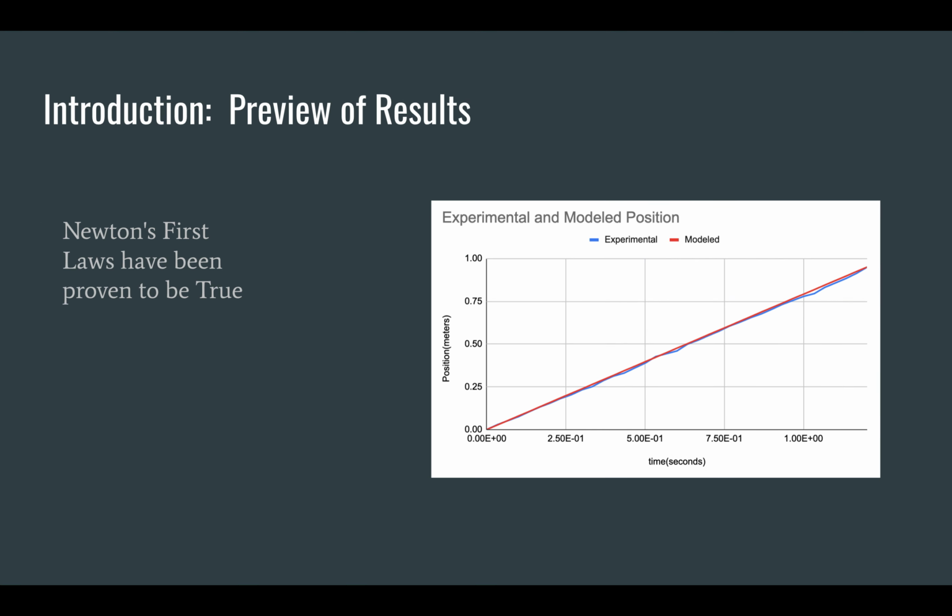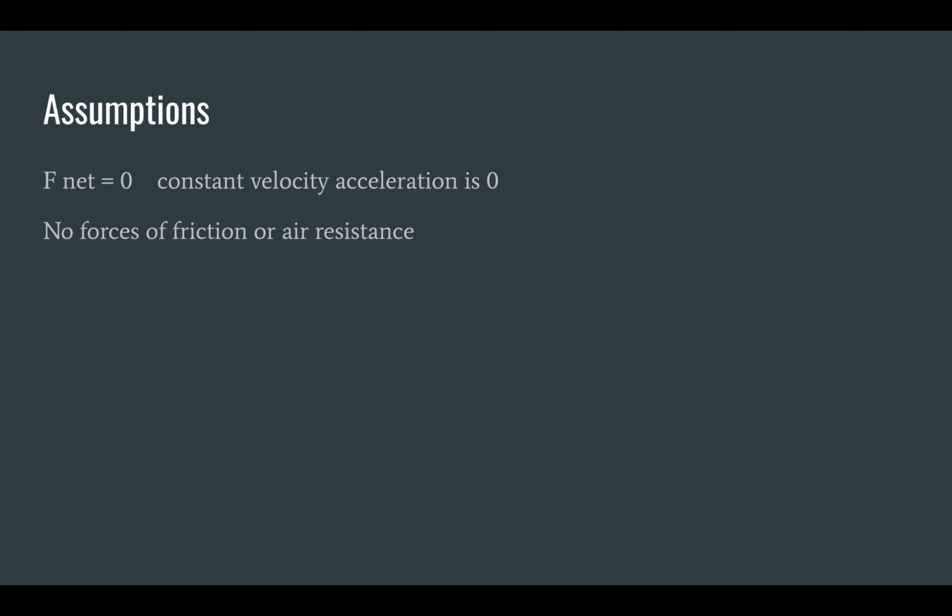As part of the introduction, to preview the results, we can see that these two, experimental and modeled, are very similar lines, and the reason for this is because the experimental has other factors that affect the line to not be extremely precise, and could be air resistance or friction, and it seems to be that Newton's first law has been proven to be true.